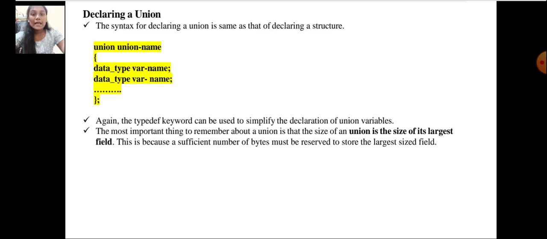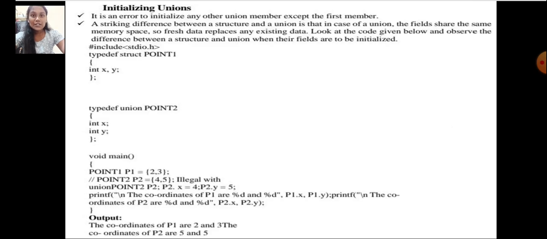Again, the typedef keyword can be used to simplify the declaration of union variables. The most important thing to remember about a union is that the size of a union is the size of its largest field. This is because a sufficient number of bytes must be reserved to store the largest sized field.